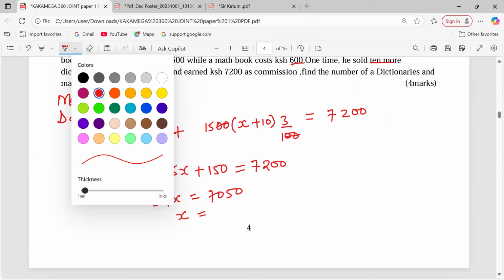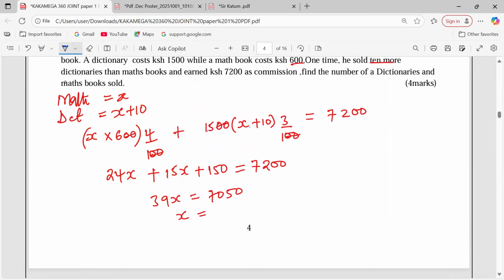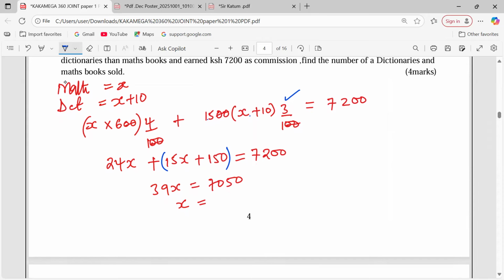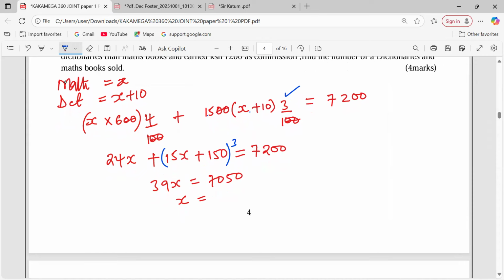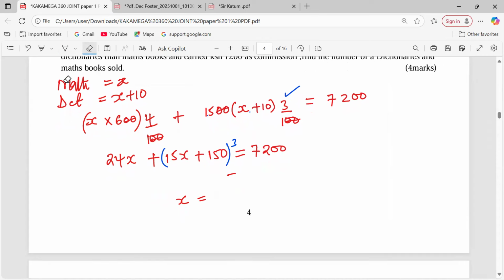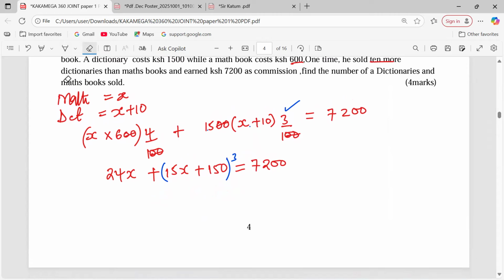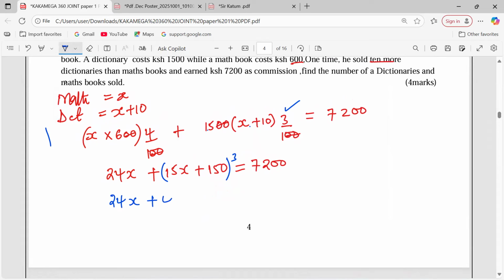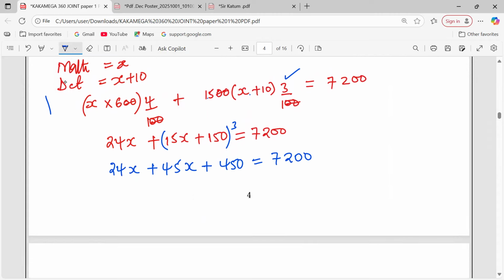Yeah, look at this. Let me check my color here. 15x and 150. I forgot the 3 which was here. There is a 3 here, which is supposed to multiply everything. So now with that 3, let's see now the changes we will have in this equation. This is 24x plus 45x plus 450 equals to 7200, like that.